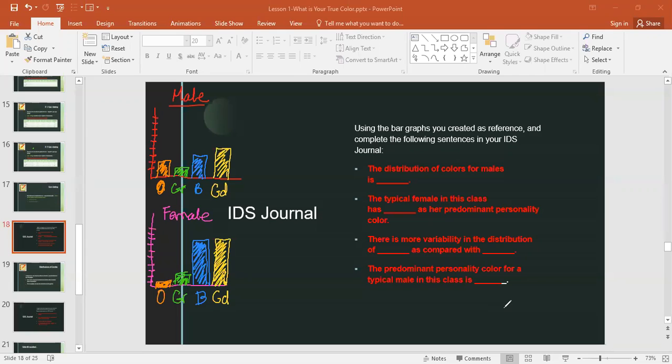Next up, can I have Dallas? Dallas, my dear. The typical female in this class has blank as her predominant personality color. Since blue and gold had the same amount of data, or same amount of responses, I said the typical female in this class has blue or gold as her predominant personality color. Yes, you did. Well done, hon.